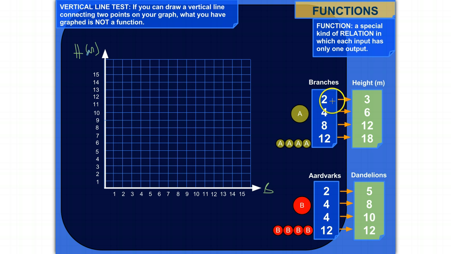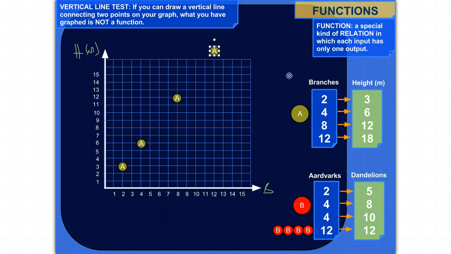Okay, so let's graph this point. Branches is 2, the height is 3. This is easier for me. So we've got branches 2, height 3; branches 4, height 6; 4, 6; and then we've got 8, 12; and 12, 18. I don't think I even have 18 on the graph, so 15, 16, 17, 18.